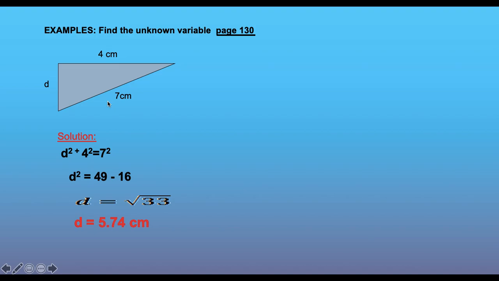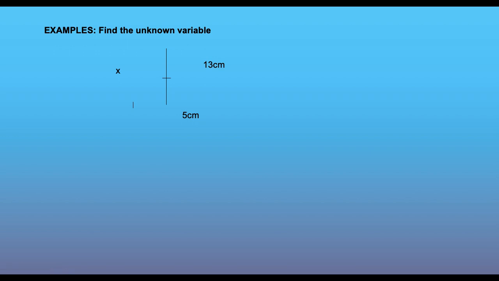Now we will see the next. Students, this is another example question: find the unknown variable. Let me finish drawing the triangle. In this triangle I have dropped a perpendicular, so it has two triangles. The hypotenuse of one triangle is 13 centimeters and the other triangle has a side of 5 centimeters.